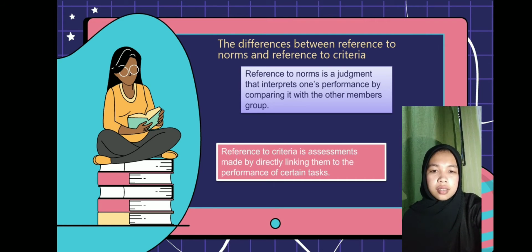Okay, next is the differences between reference to norms and reference to criteria in determining the interval scores for the students. Reference to norms is a judgment that interprets one's performance by comparing it with the performance of other members of the group. Reference to norms assumes that people have different abilities. He is either the third of 40 students or at one standard deviation above the average sample of 5,000 students, or in the third decile of that sample.